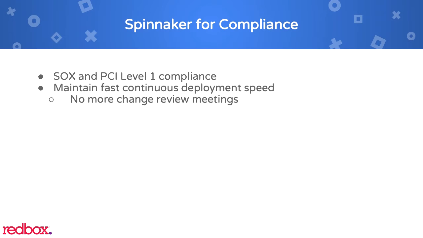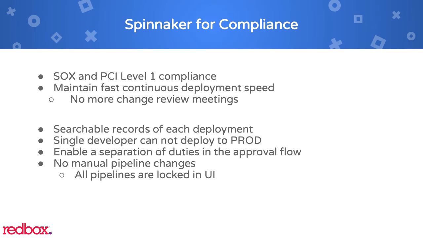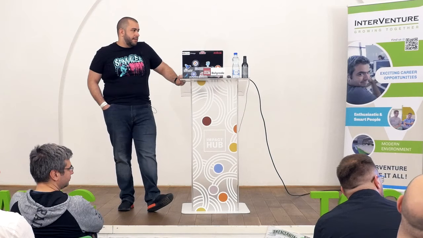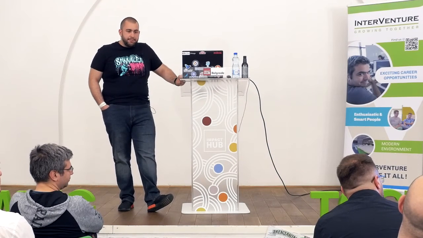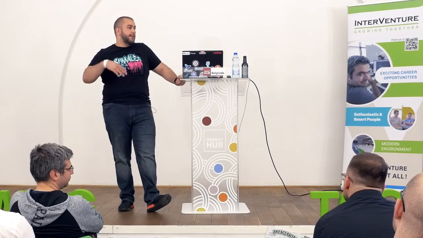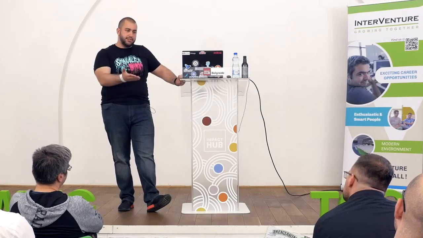So some things to consider when doing Spinnaker for compliance. Again, running fast, you have to be careful. You have to make searchable records of your deployment, right? Give an auditor a way to know when things are changing. Make it so a single developer can't deploy to prod, but maybe make it so another developer on the team has to approve the changes.